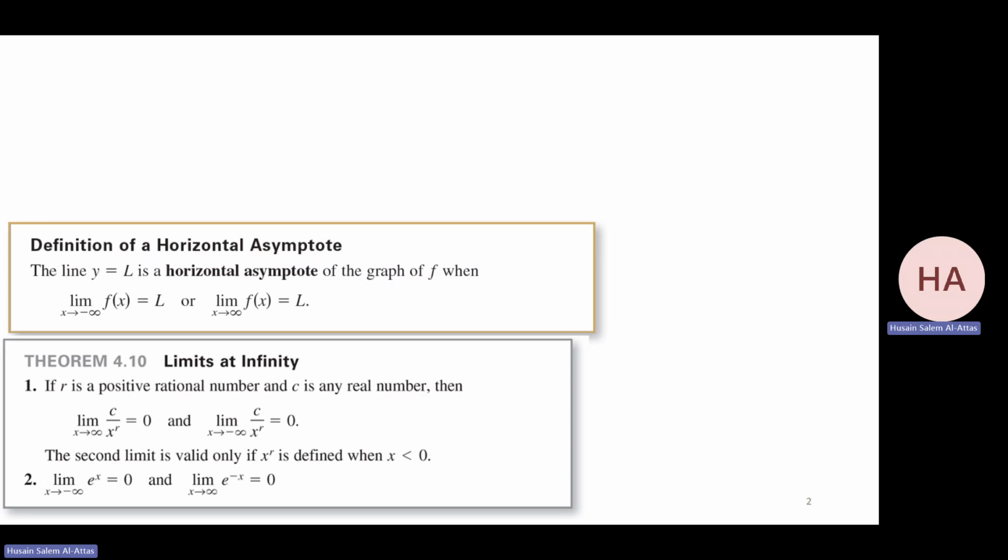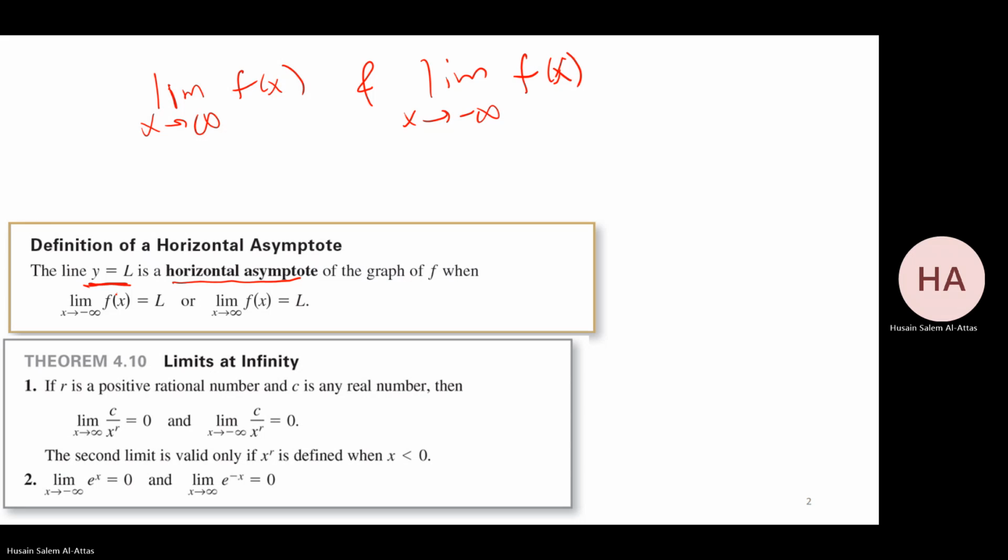Mainly what we have in this section, we are checking the function as it goes to infinity and the function as it goes to minus infinity. What is the limit as this goes to infinity, and what's the limit as it goes to minus infinity? And we call y equal L a horizontal asymptote if the limit as x goes to minus infinity of the function is equal to L, or if the limit as x goes to infinity is equal to L.